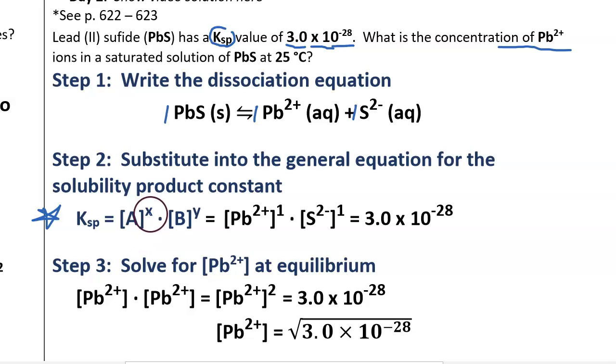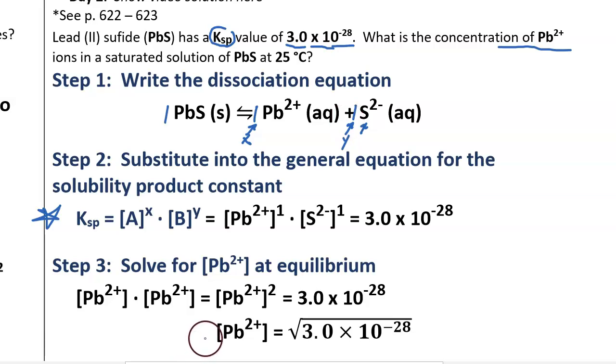The letter X is the coefficient in the equation for ion A. In our problem, if ion A is referring to the lead ions, then there's the value of X, the coefficient 1. The letter Y right here is the coefficient of whatever the B ions are. Well, in ours, we're letting the letter B represent the sulfide ions, and the coefficient in front of that is the value of Y. In this case, it's a 1.